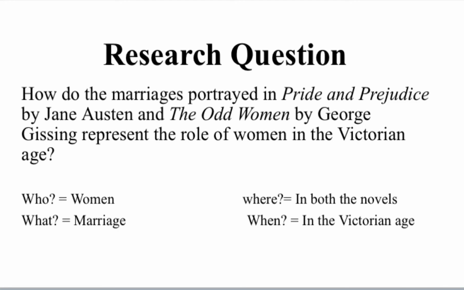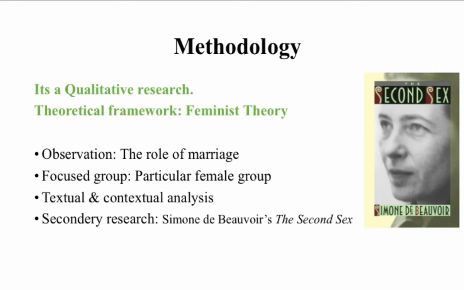Coming to the research question, my research question is: how do the marriages portrayed in Pride and Prejudice by Jane Austen and The Odd Woman by George Gissing represent the role of women in the Victorian age?